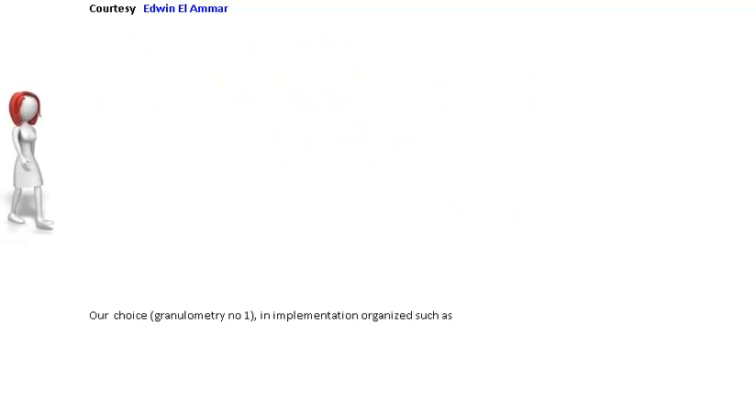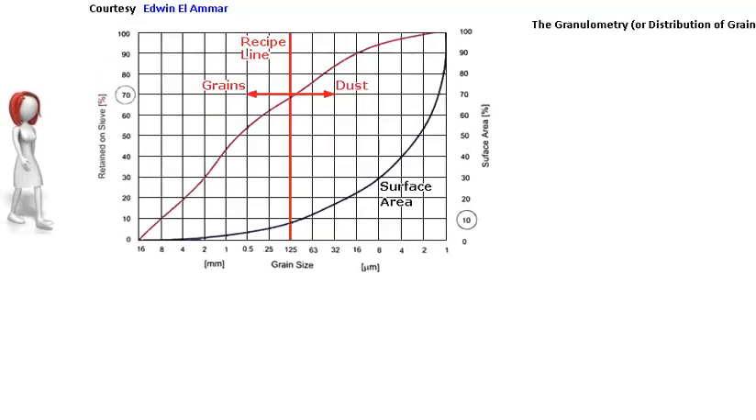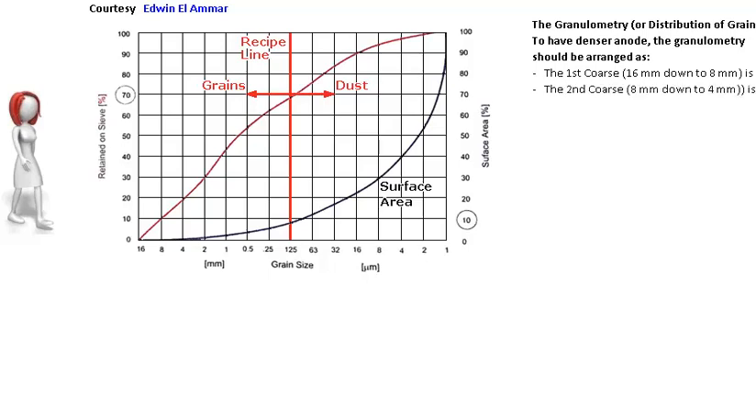Our chosen granulometry is organized as follows, the distribution of grain size. To have a denser anode, the granulometry should be arranged as: the first course, 16 mm down to 8 mm, is 10%. The second course, 8 mm down to 4 mm, is 10%. Medium, 4 mm down to 0.125 mm, is 30%. Fine, below 0.125 mm, is 50%.